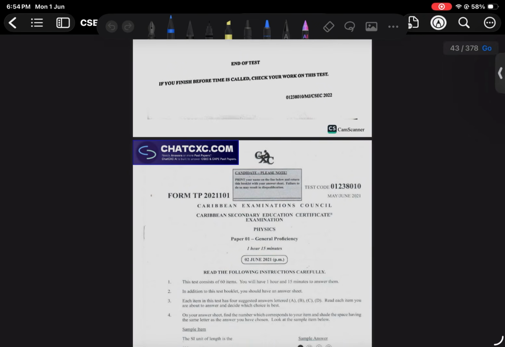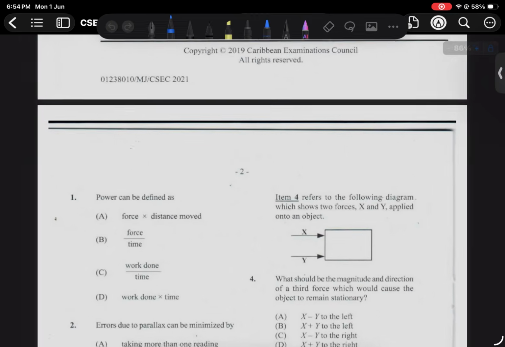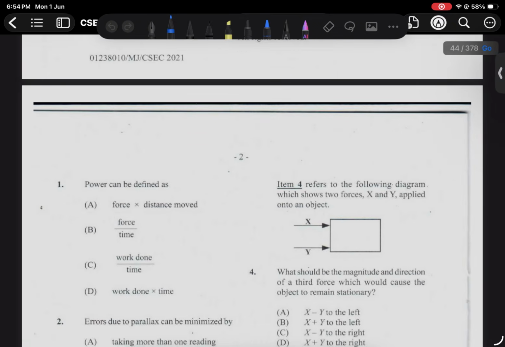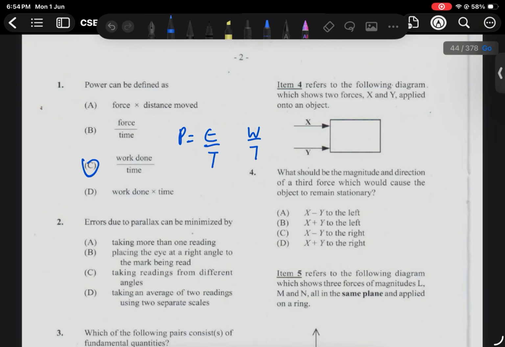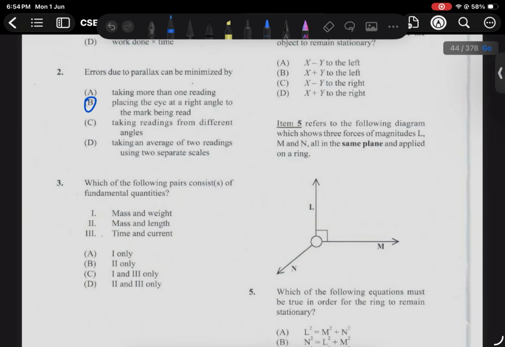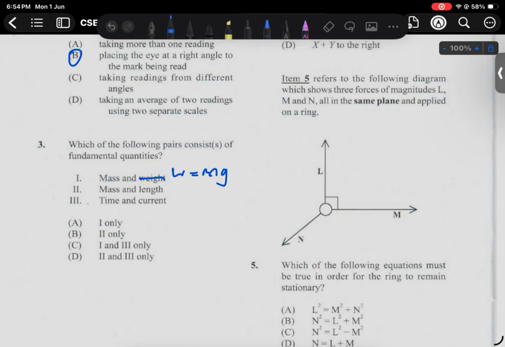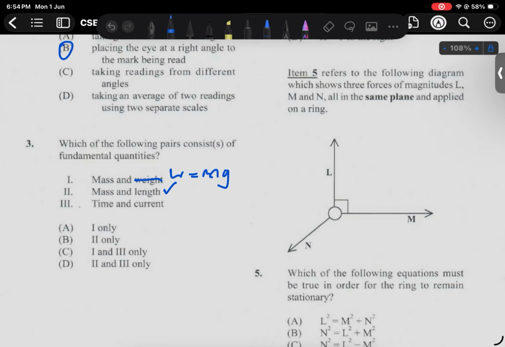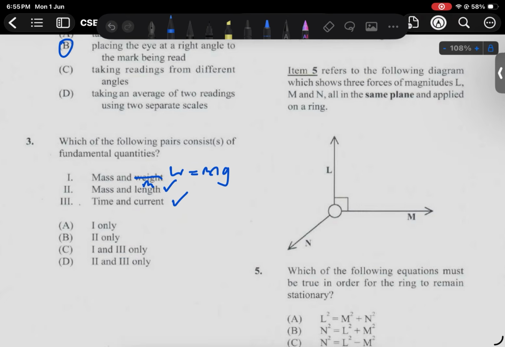Okay, now we're on to May/June 2021. Power can be defined as energy over time, or work done over time. So C, errors due to parallax can be minimized by placing the eye at a right angle, measuring at eye level. Which of the following pairs consists of fundamental quantities? Weight is wrong. Weight is equal to mass times gravity, so it's a derived quantity. Mass and length, yes, kg and meters. Time and current, yes. So it'll be 2 and 3.